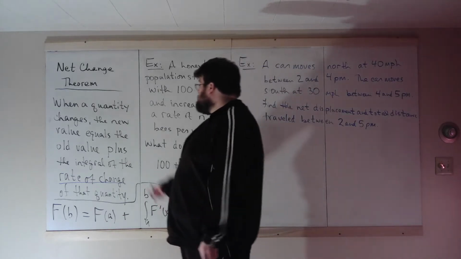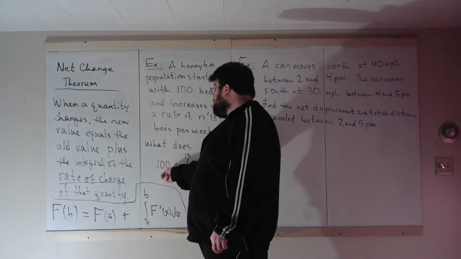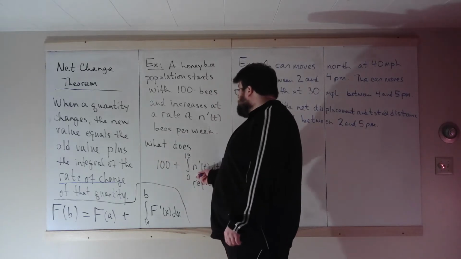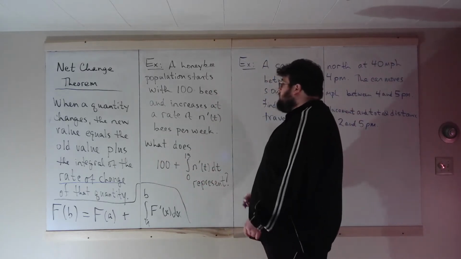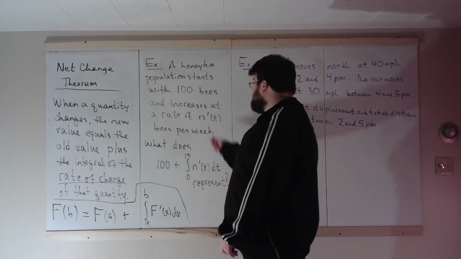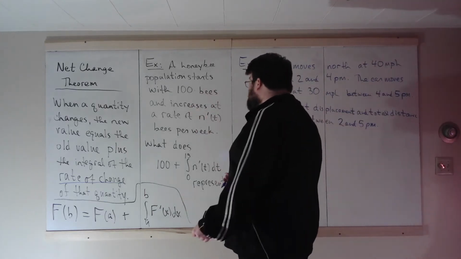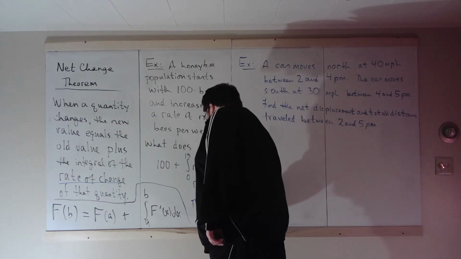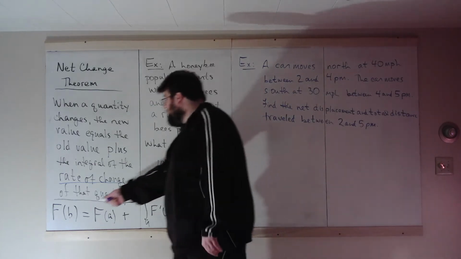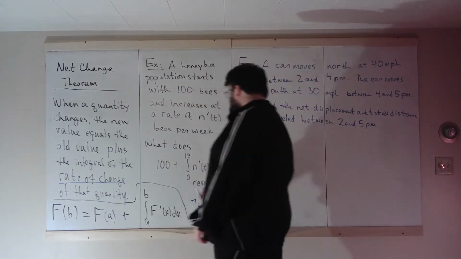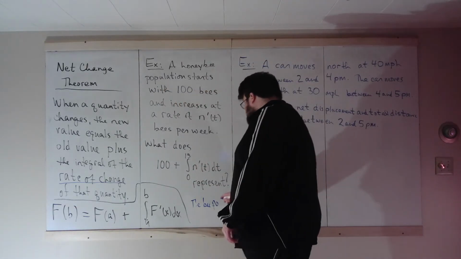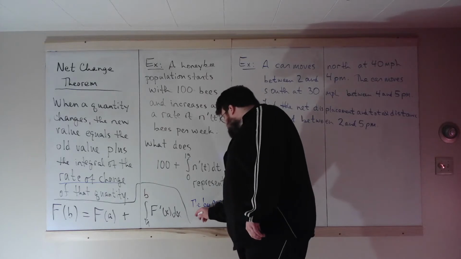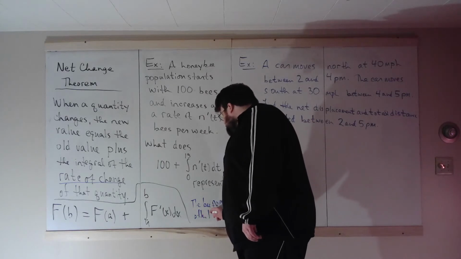When a quantity changes, the new value equals the old value, 100, plus the integral of the rate of change of that quantity. n prime gives us the rate of change. It's positive because the population increases. So what does this represent? The bee population, the new value, after 15 weeks. So I'll just write that here. Bee population after 15 weeks.